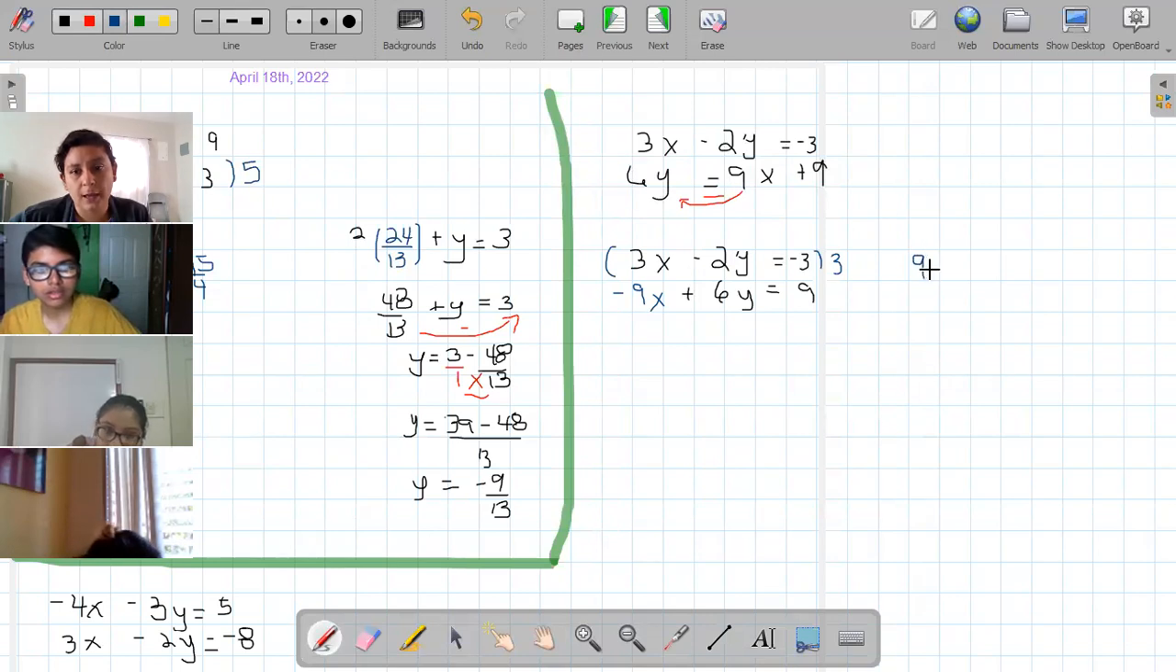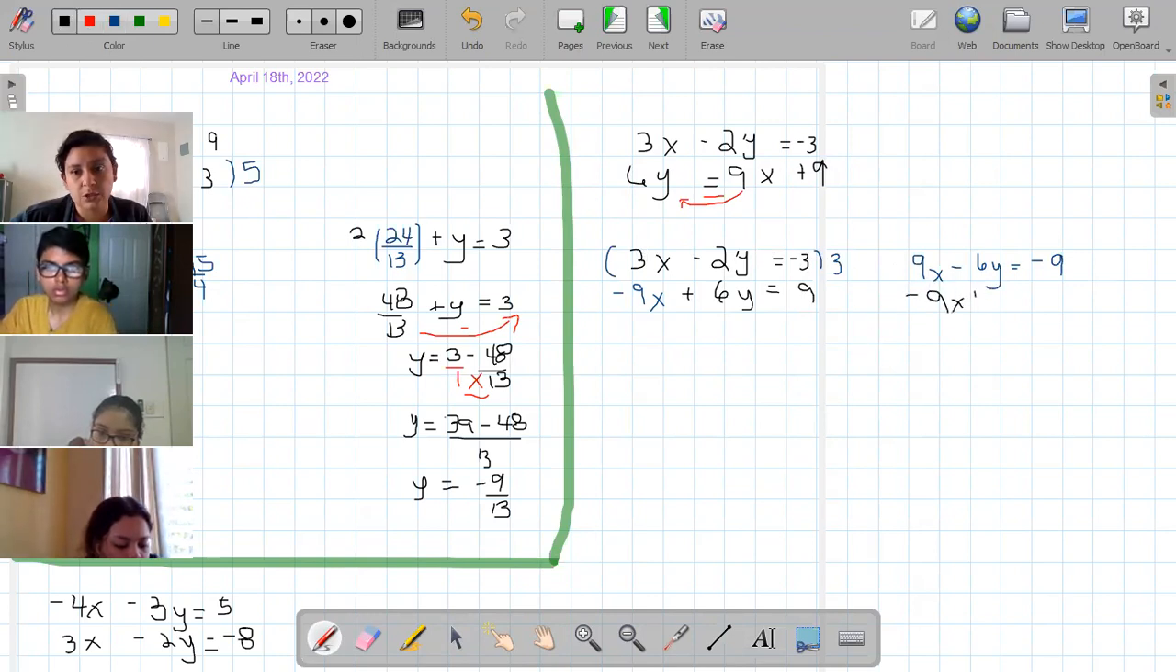9x. -2y times 3 is -6y. Equals -3 times 3, which is -9. Remember, we multiply the whole equation. And the second one, we got -9x plus 6y equals 9. So we cancel this one, positive and negative, exactly the same coefficient.